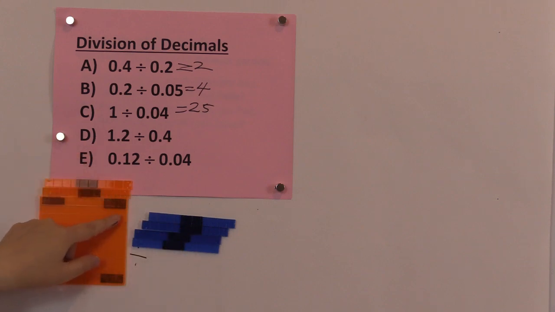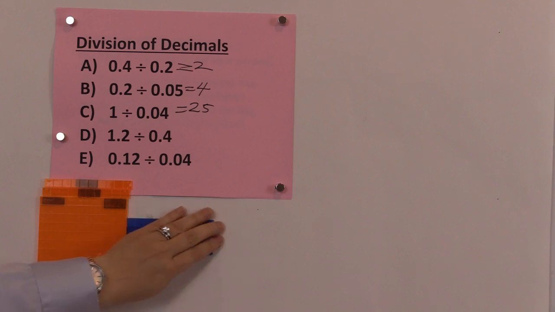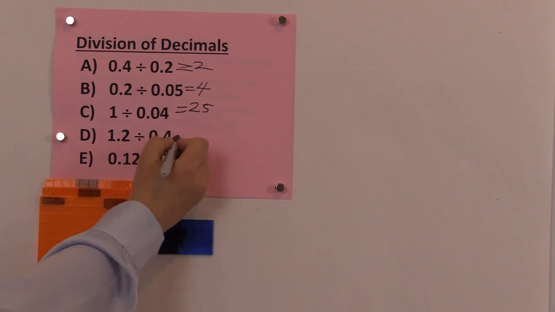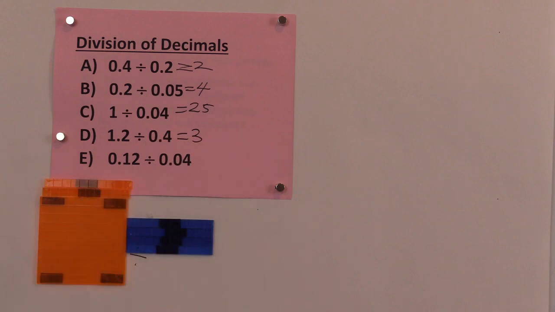1, 2, 3, 4, one time, another 4, two times, and three times. So what is my answer? 3. So once they pick the right piece, it's not that difficult for kids. The last one. How do we do the last one?